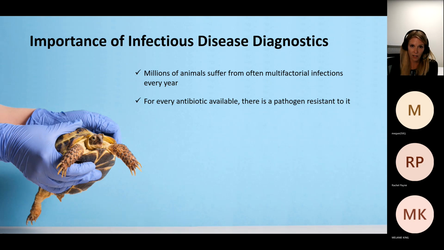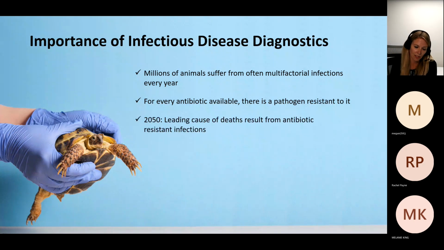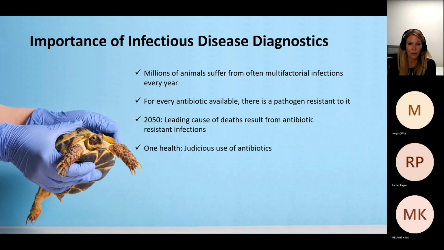For every single antibiotic that's currently on the market, there are already pathogens that have been isolated from patients that are resistant to them. Those would be MRSA or MRSP. Those pathogens are so severe and so resistant against every single antibiotic we currently have available, even in human diagnostics, that by 2050 the leading cause of death will be microbial resistant infections. That has really inspired the One Health approach, the judicious use of antibiotics, which also influences veterinary diagnostics as well. It is indeed time to act now, because 2050 is not that far away.